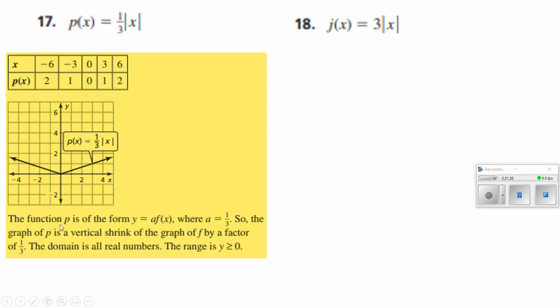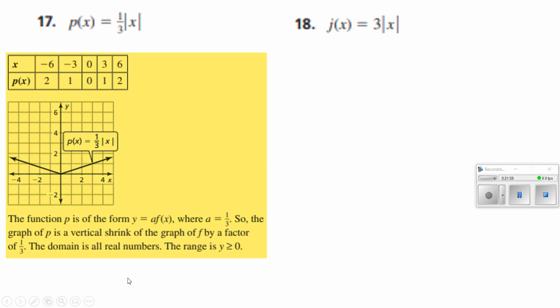And then it says the function p is in the form of y equals a of f x, where a is 1/3. So the graph of p is a vertical shrink. And remember, vertical is this way, right? So it's a vertical shrink by 1/3, which means our line would have been bigger. It's getting smaller and smaller this way, vertically, of the graph by a factor of 1/3. So everything is by a factor of 1/3.